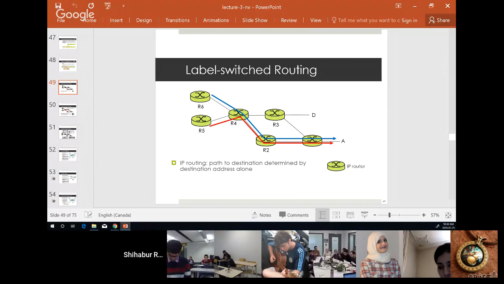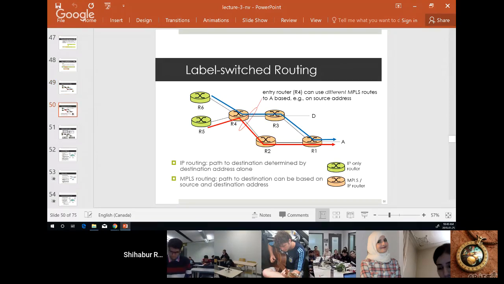Now, in MPLS, or label switched routing, the main difference is that with the idea of routing based on the labels and not the destination IP address, we can change the routing philosophy. This is illustrated in this slide. It's exactly the same example as in the previous slide, except that here we can define a label-based switching that routes based on the source IP address as opposed to the destination IP address. So any packet I receive from R6 should be sent to destination A through the blue path shown here.